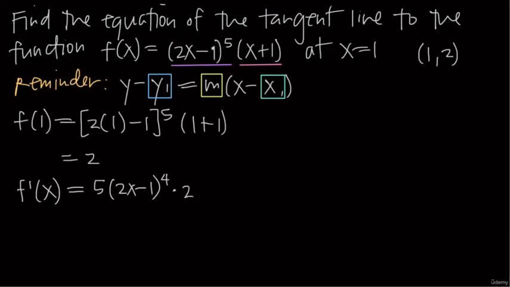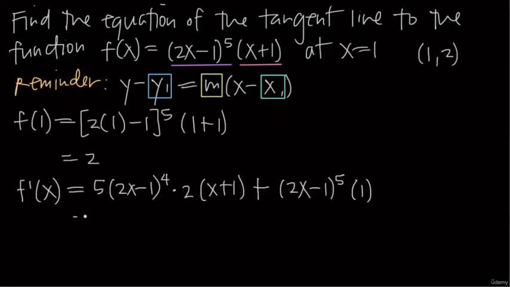But then product rule tells us we're taking the derivative of this. Whatever we get, we multiply it by the other function without doing anything to it. So we're going to multiply by x plus 1. But then we have to add to that the opposite scenario. Here we took the derivative of the first function and we left the second function alone. Now we're going to leave the first function alone. So we're going to leave 2x minus 1 to the fifth power alone, and we're going to take the derivative of x plus 1. The derivative of x plus 1 is 1, so we have to multiply this by 1.